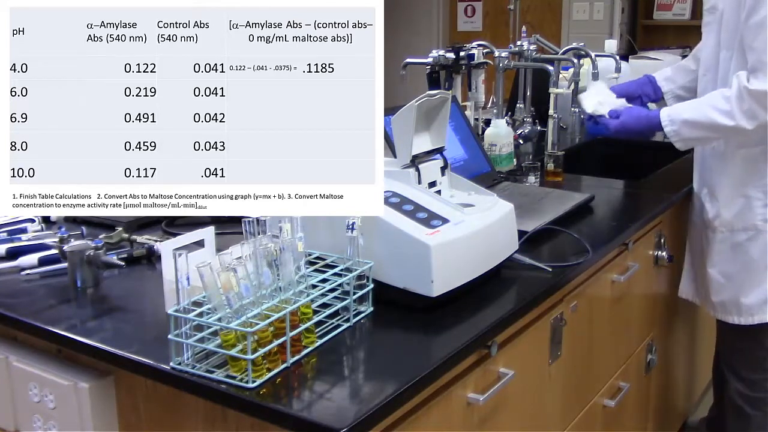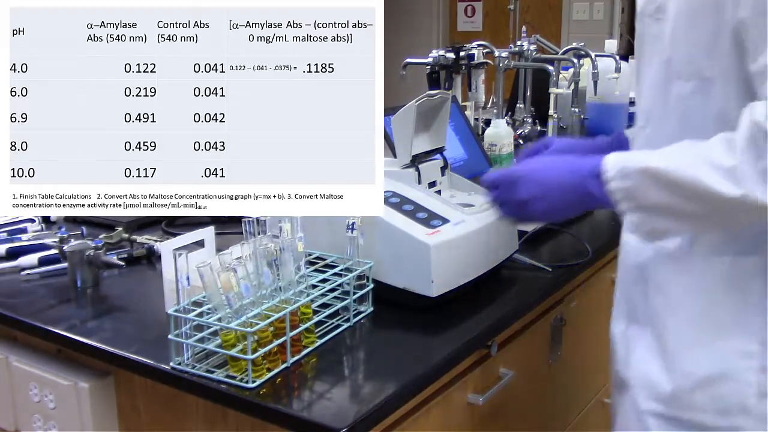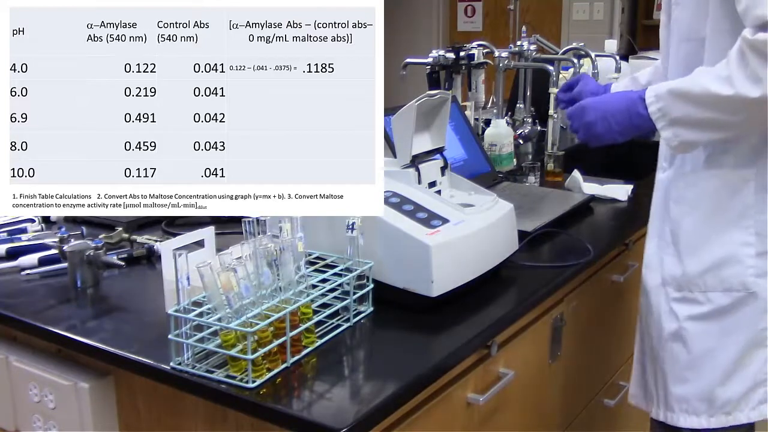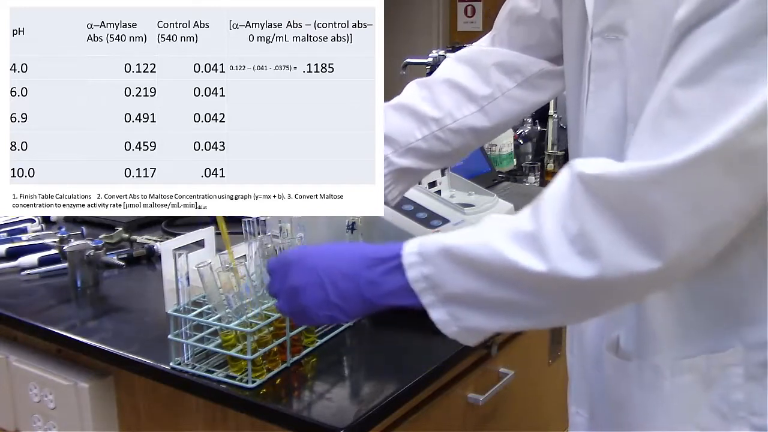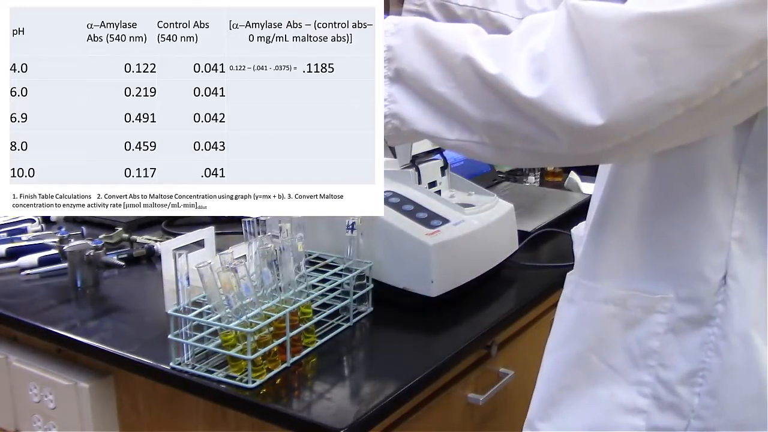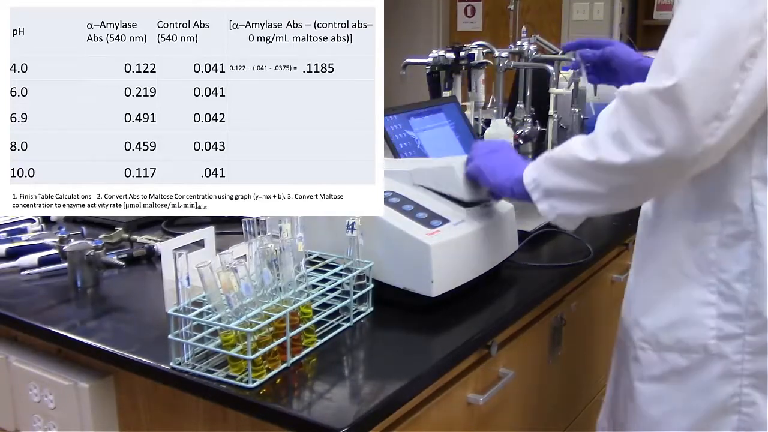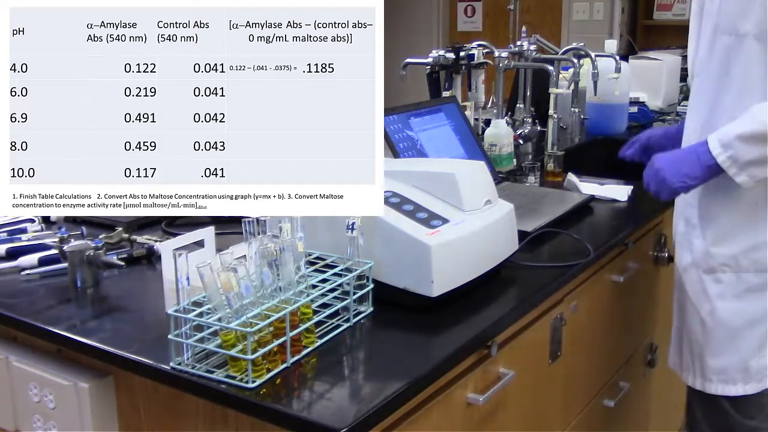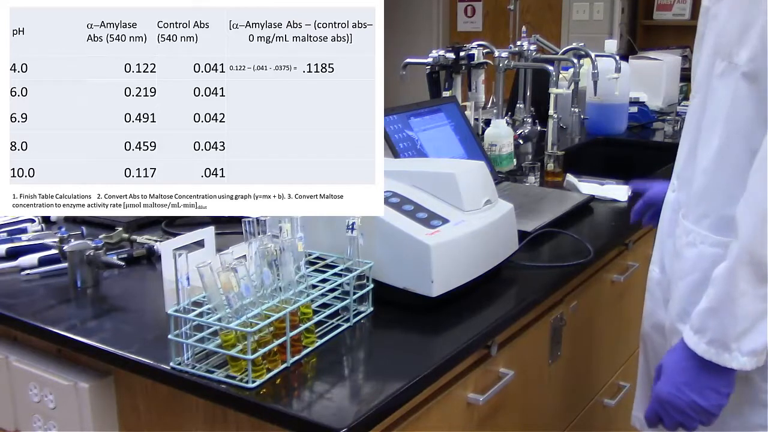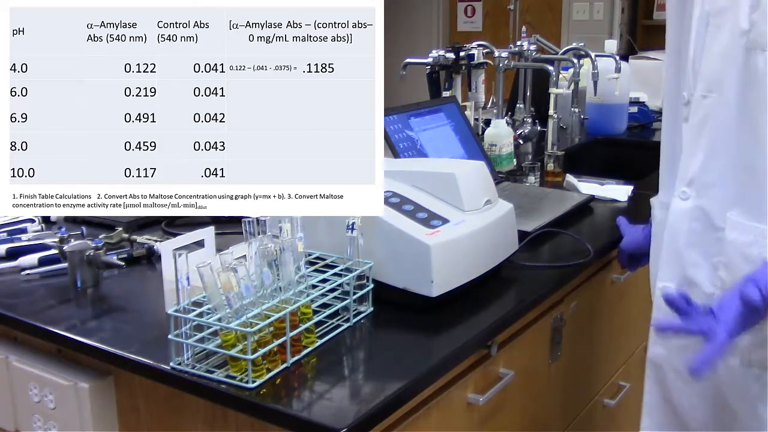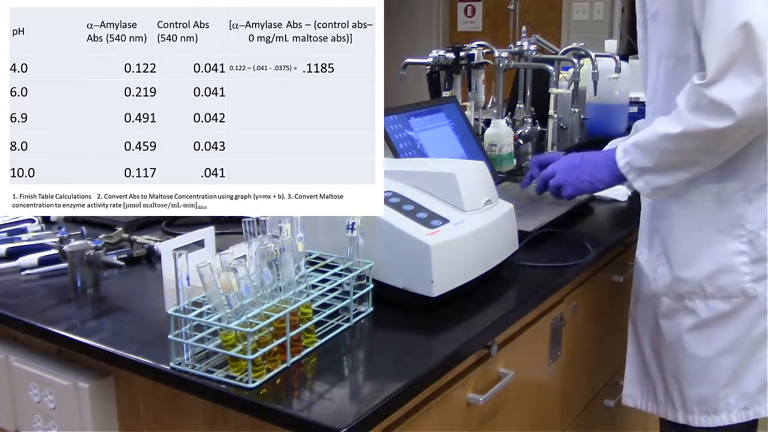What you need to do is finish the calculations on this table based on the math that I just discussed. Don't forget to divide that number by 3 before you convert that absorbance to maltose concentration using your graph. Once you have that maltose concentration, using the y equals mx plus b equation, you need to then convert maltose to enzyme activity in units of micromoles maltose per milliliter times minute, and that needs to be corrected so that we are assessing our undiluted maltose.